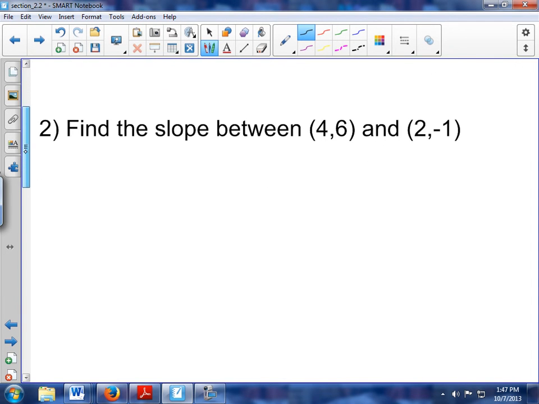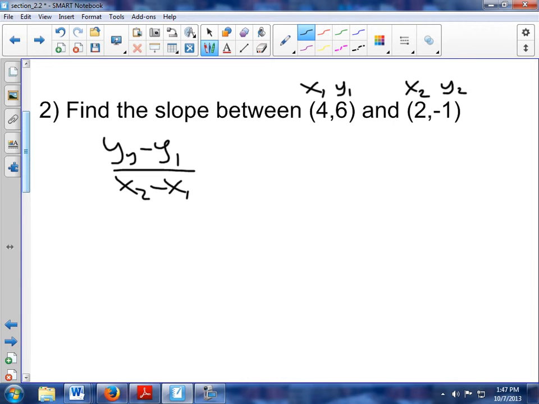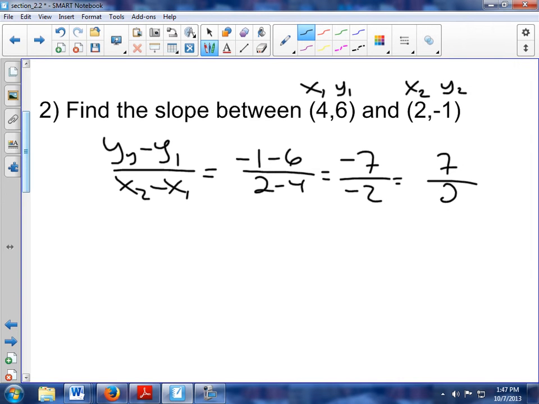The next one. y2 minus y1 over x2 minus x1. x1, y1, x2, y2. Again. -1 minus a 6, 2 minus a 4, which is -7 over what? -2. Oh, excuse me. No, negative over negative is positive, and that would be your slope.